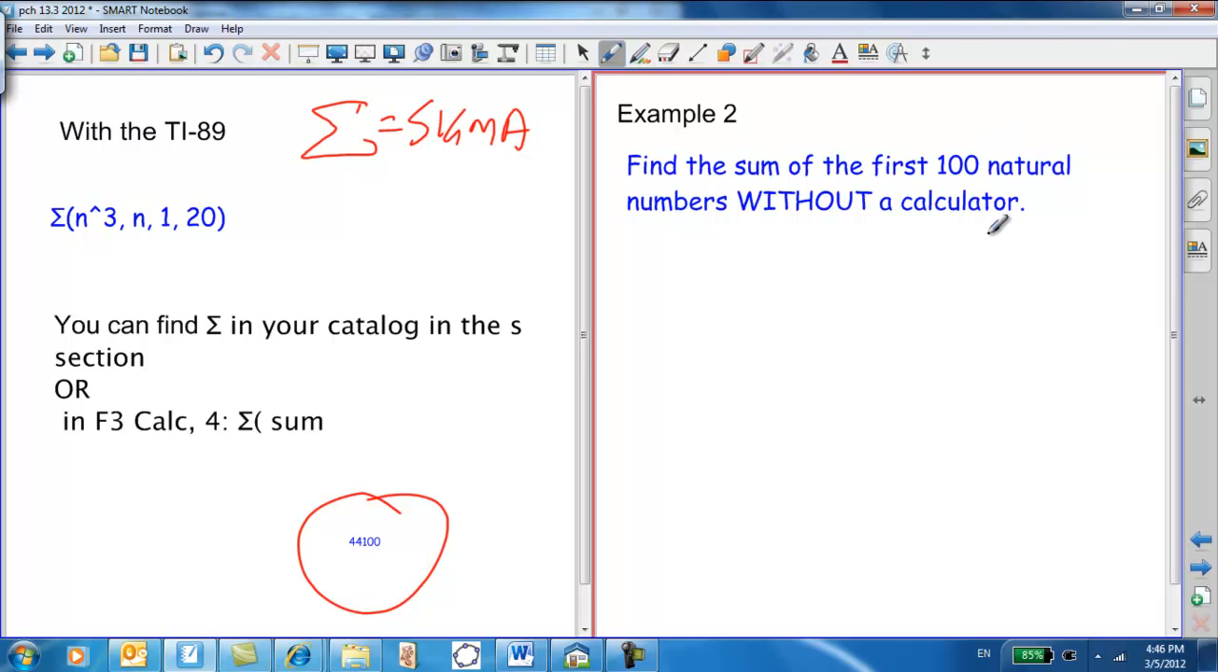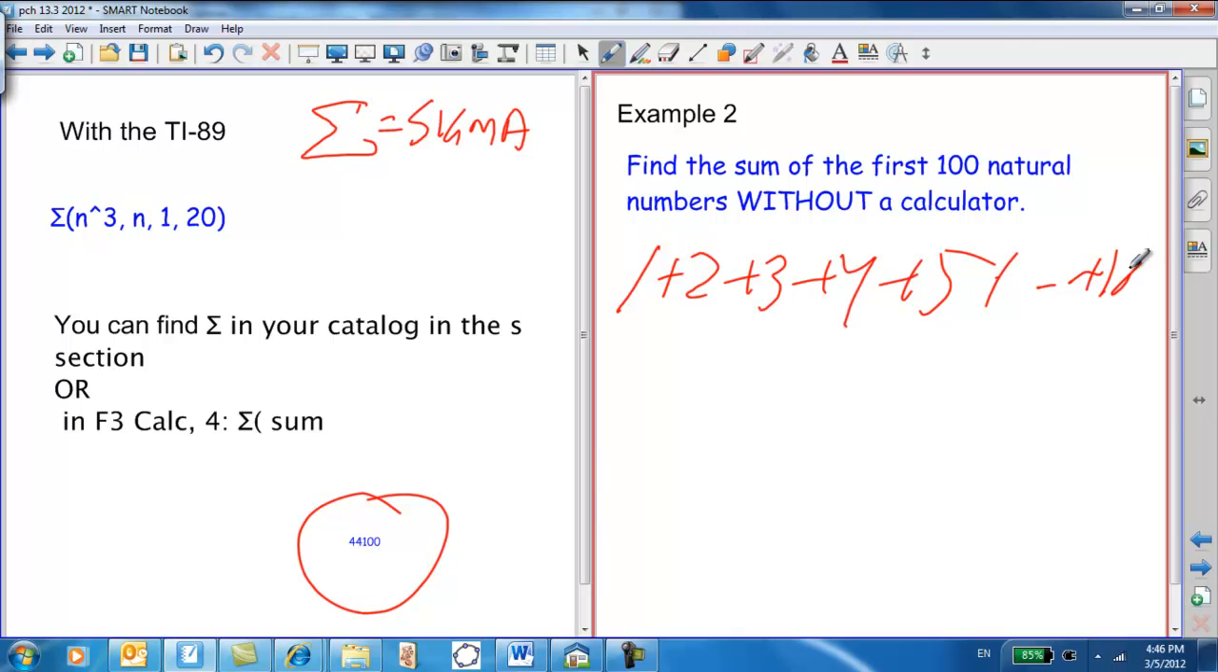Now, find the sum of the first 100 natural numbers without a calculator. So you go 1 and 2 and 3 and 4 and 5 and up to 100. Now, I'm not going to do what I did before. That's way too much. You can see this would be a real pain by hand, but maybe some of you see a little pattern you can use here.